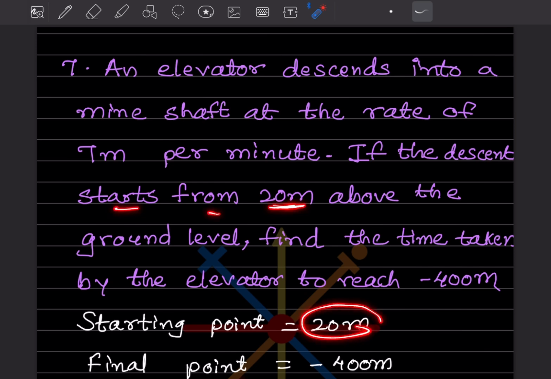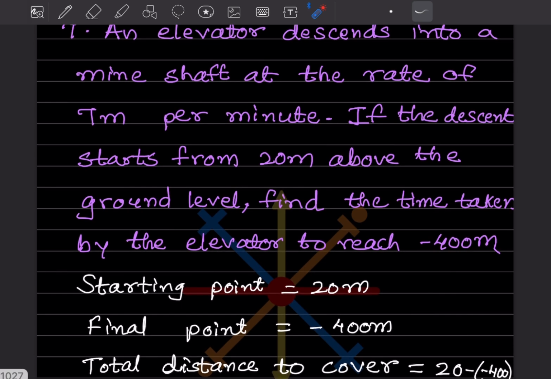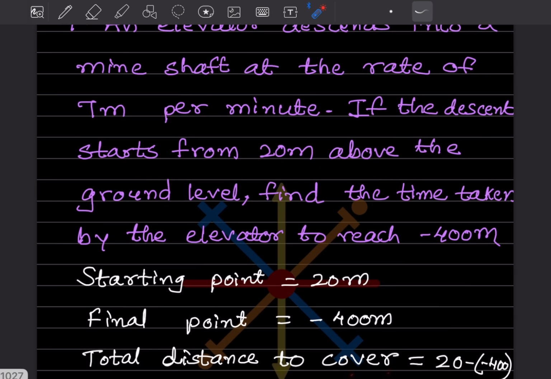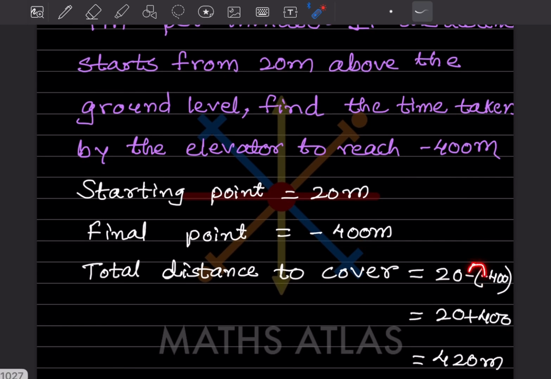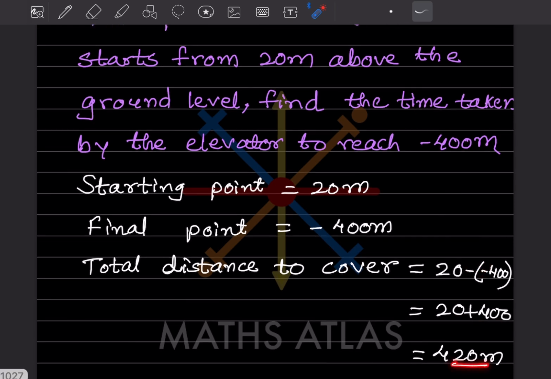That is 20, and the final point is given as minus 400 meters. So the total distance to cover, you have to subtract from this the starting point: 20 minus of minus 400. So this will be minus and minus is going to be plus. So 20 plus 400, that is going to be 420 meters.